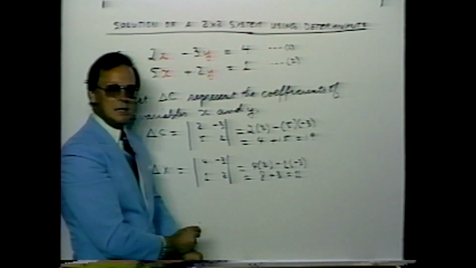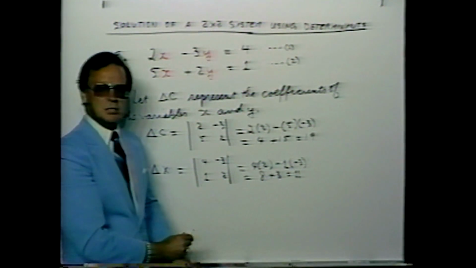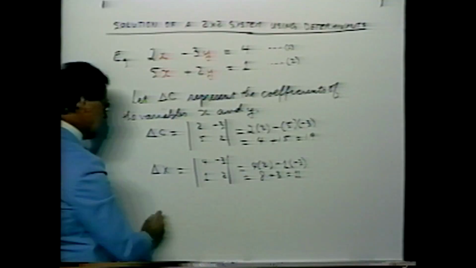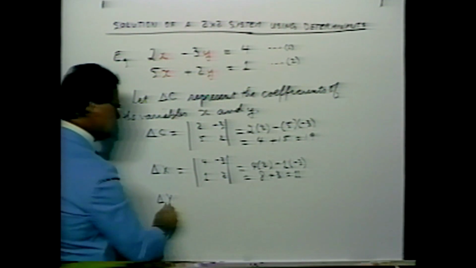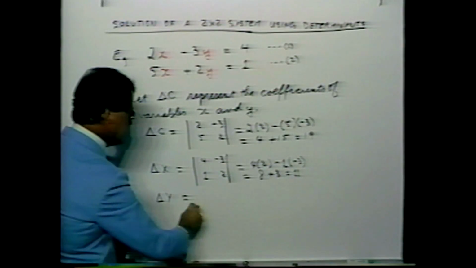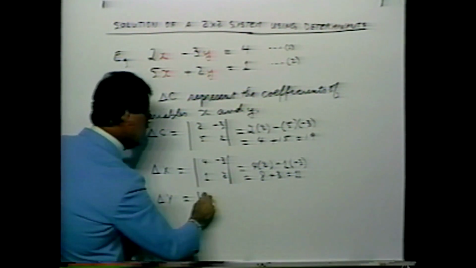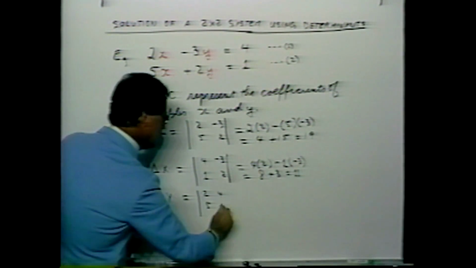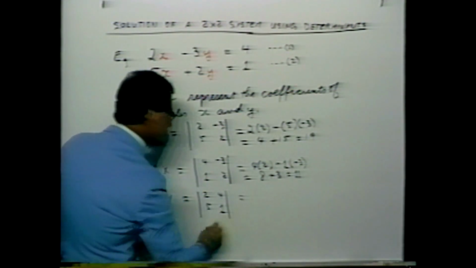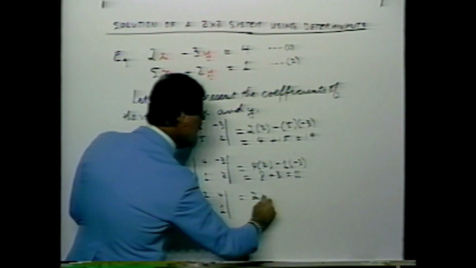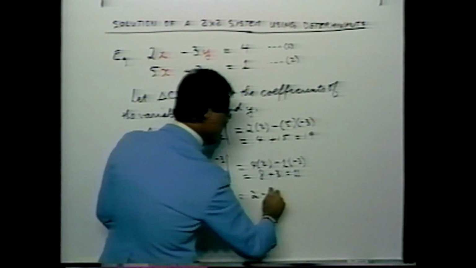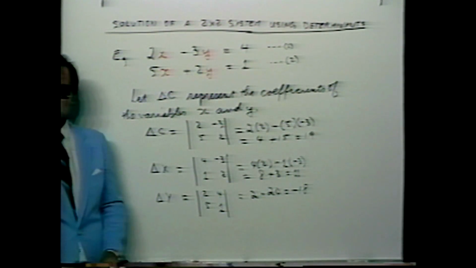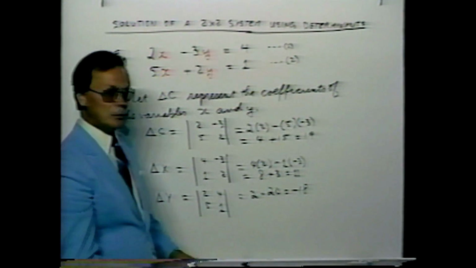Go back to delta C and start again. This time, remove the y column of numbers and replace it with the constants. And that, of course, will be referred to as delta y. Delta y is therefore equal to 2, 5, replace the y column with 4, 1, and that's a determinant. And that has a value. And its value is 2 times 1 is 2, subtract 5 times 4, which is 20, for a total of minus 18.